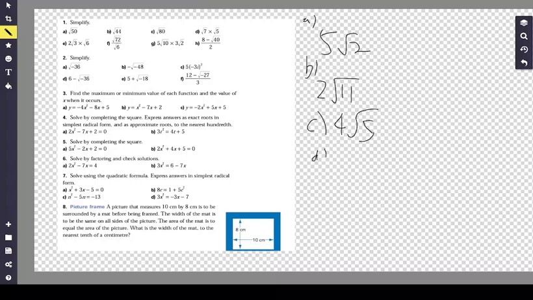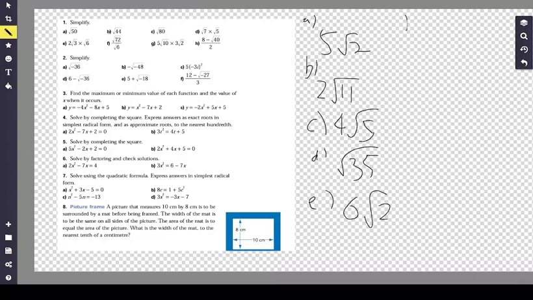D, and then we have root 35, and we can't simplify this any further. E, that is 2 root 18. And now we can actually simplify this further. We can take out a 9, so that becomes 6 root 2.